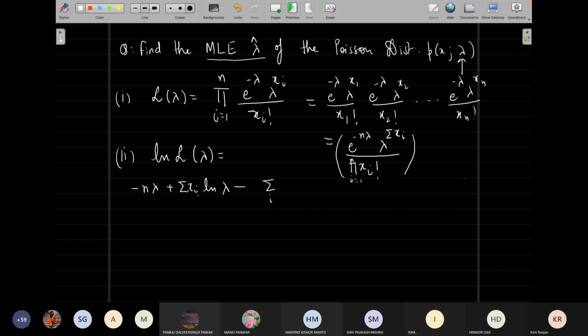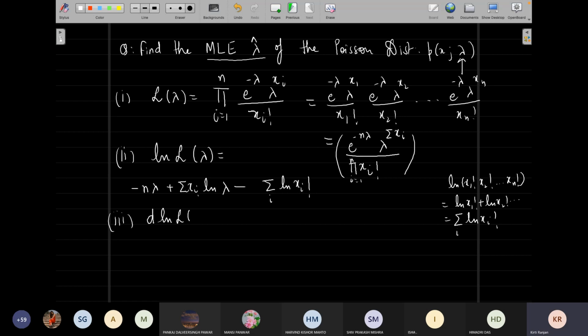What will this be? Log of x1 factorial times x2 factorial, so on and so forth, xn factorial. This will be log of x1 factorial plus log of x2 factorial, and so forth. That means this will be summation of log of xi factorial. Although this term looks very complicated, you do not need to worry about it. Why? Because the next step is we are going to take d of log L lambda over d lambda.